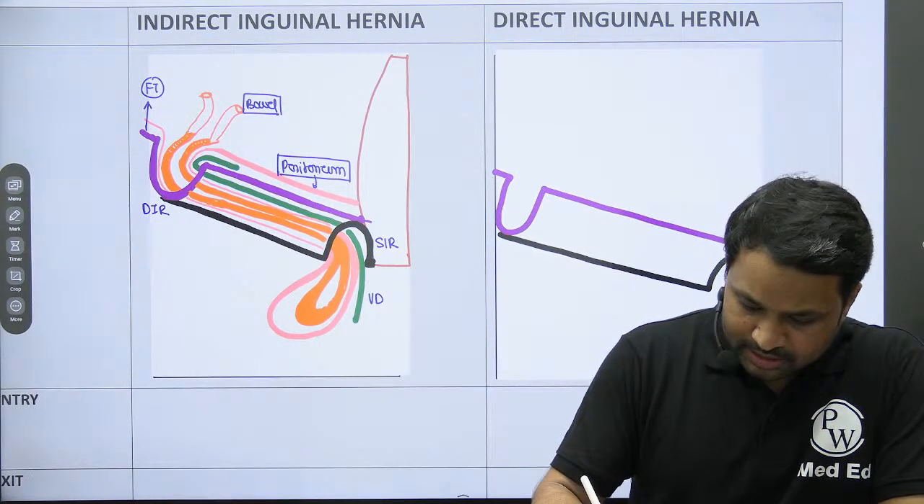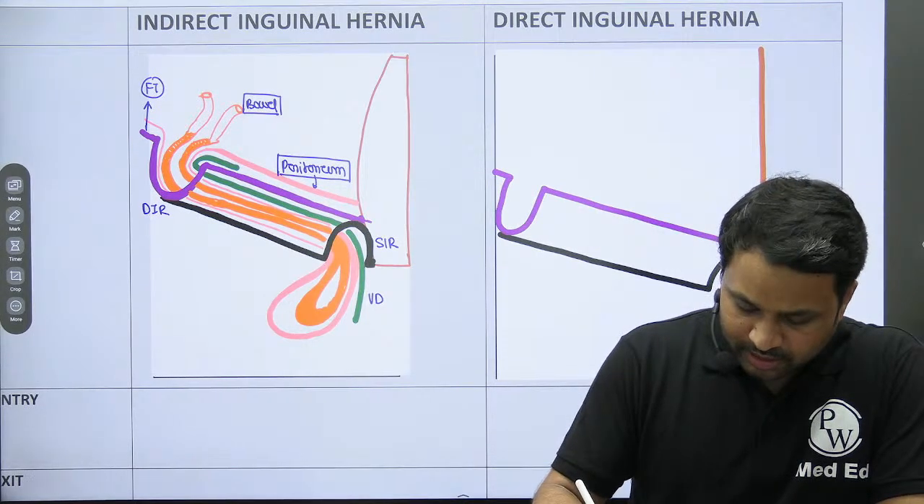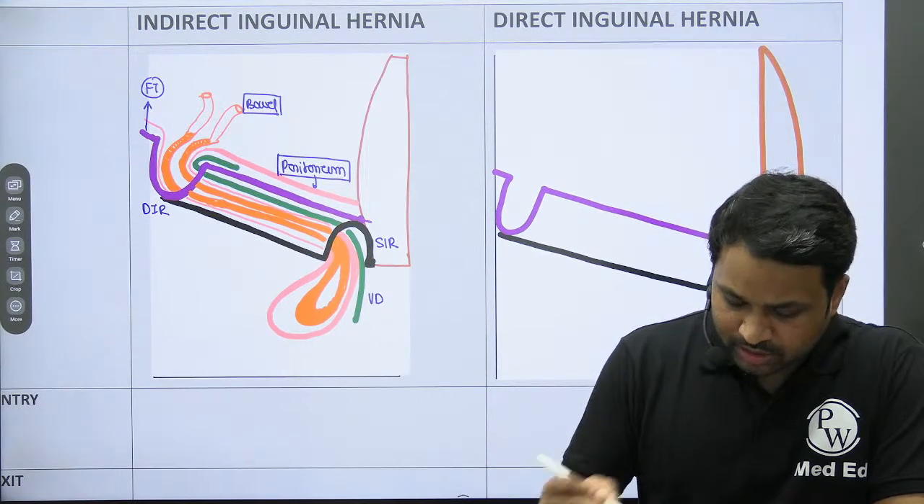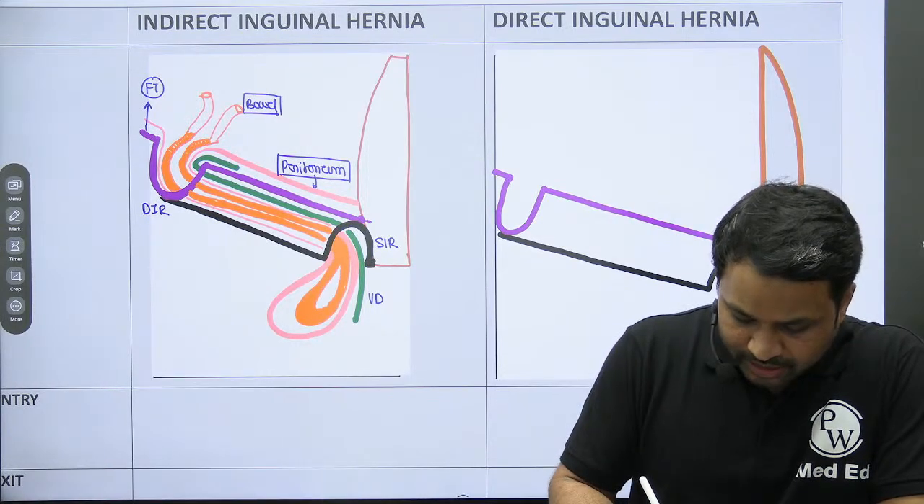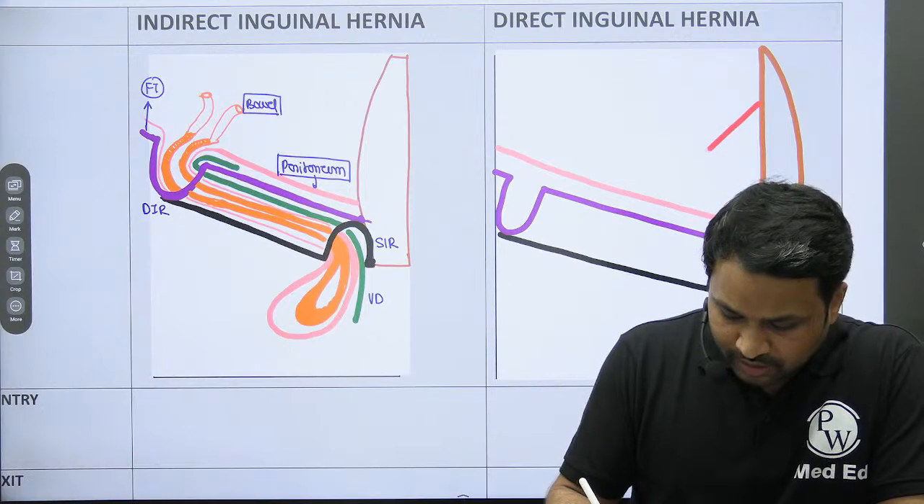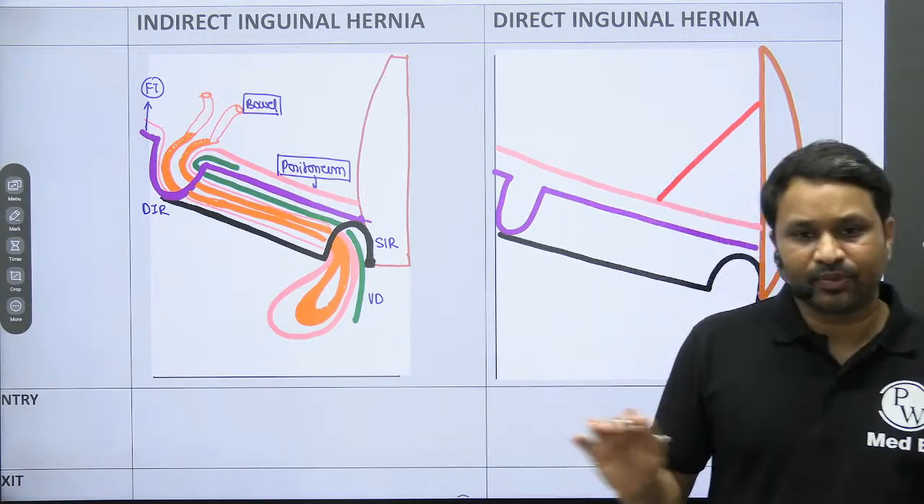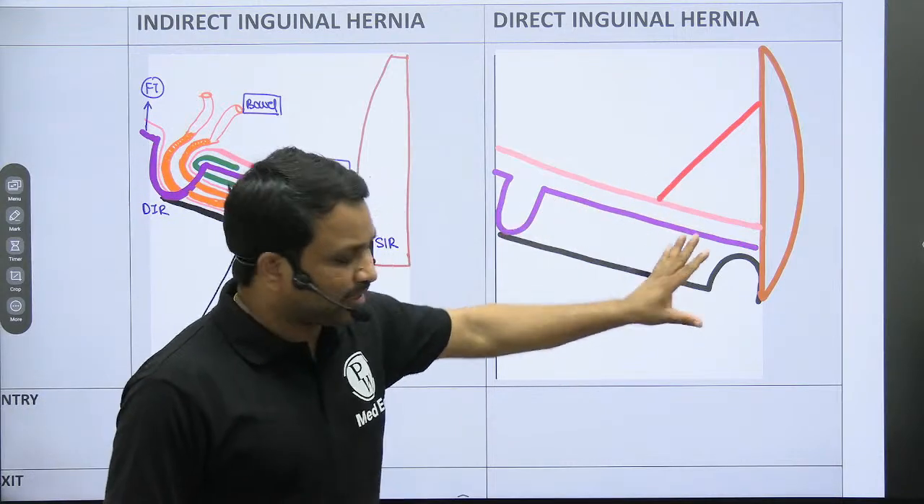Medially, you will see this is your rectus abdominis muscle. Just for the sake of orientation, this happens to be the peritoneum that is going to go across here, and here you have your inferior epigastric artery. Now, we all know that the direct inguinal hernia is going to arise from this Hesselbach's triangular area.